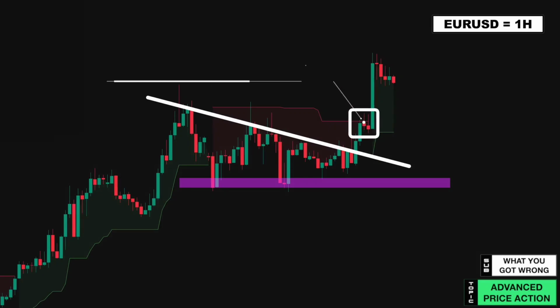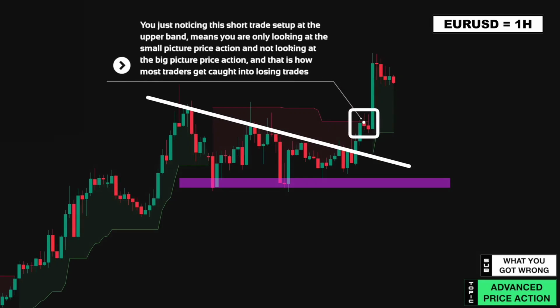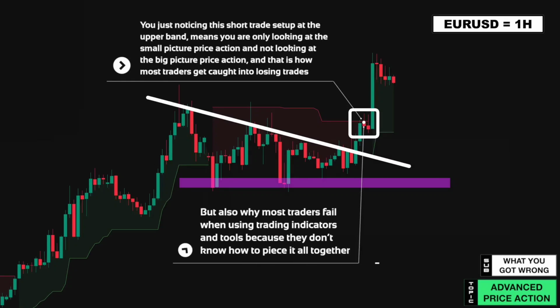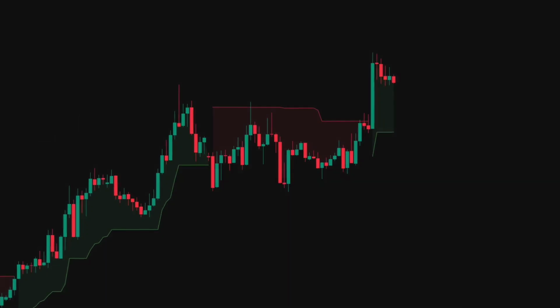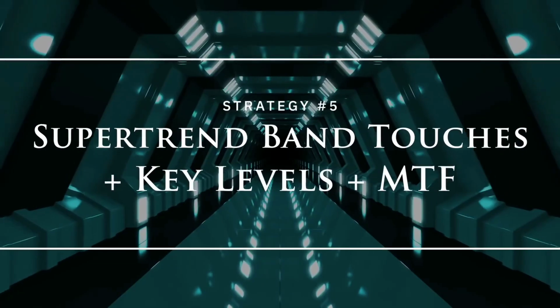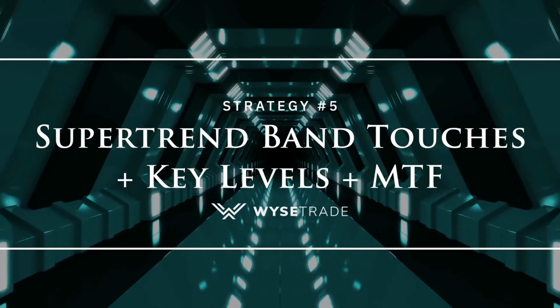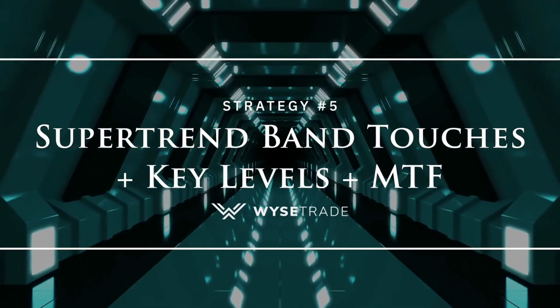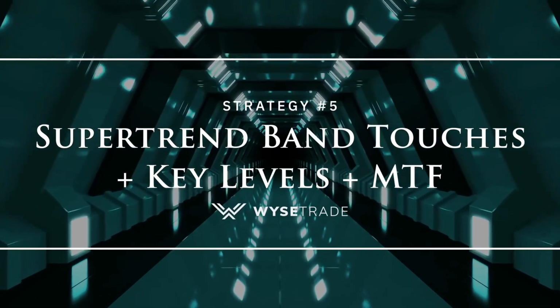Just noticing this short trade setup at the upper band means you are only looking at the small picture price action and not looking at the big picture price action. And that is how most traders get caught into losing trades. But also why most traders fail when using trading indicators and tools, because they don't know how to piece it all together. Let's now take this all up a notch and get into super trend band touches with key levels, combined with the usage of multi-time frames.